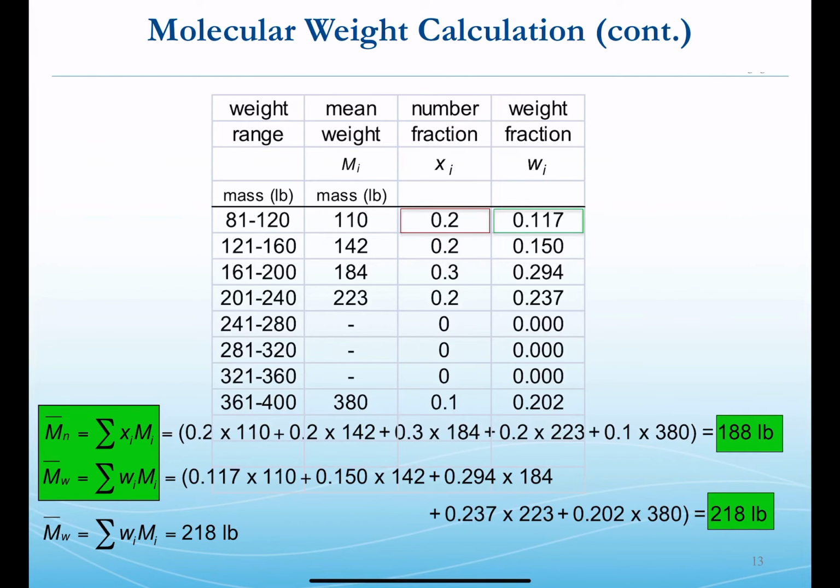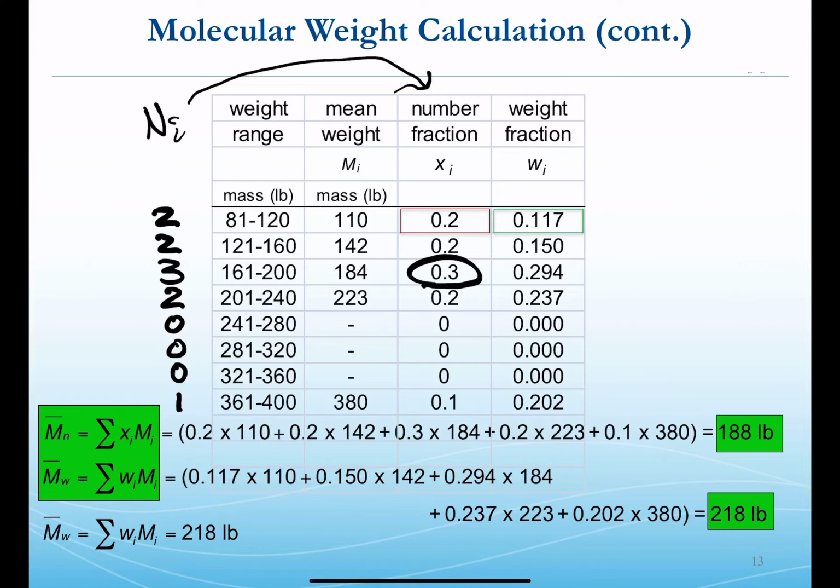Okay, so to just kind of clean things up, I've got this already on the next slide. So we saw a moment ago that the number of students, Ni, was 2 in the first category, 2 in the second category, 3 in the third category, 2 in the fourth category, 0, 0, 0, and 1 in the final category. And hopefully you saw how Ni becomes Xi through a simple population analysis. 2 divided by 10, 2 divided by 10, 3 divided by 10, etc. And the sum of that equals the 1. So the sum of all xi values equals 1.